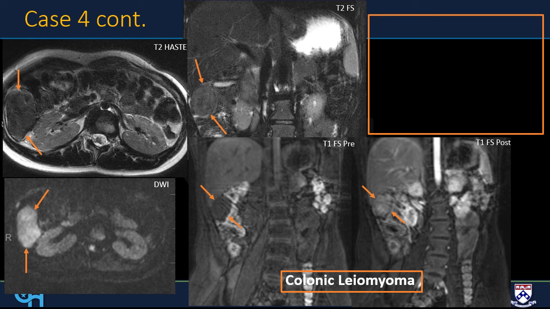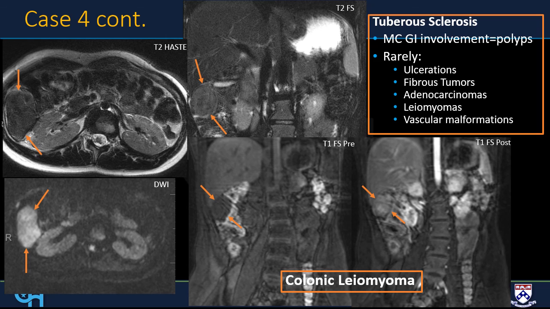As we know, tuberous sclerosis is a rare autosomal dominant neurocutaneous syndrome characterized by benign congenital tumors, specifically renal angiomyolipomas, cortical subependymal tumors, and things like cardiac rhabdomyoma. The most common gastrointestinal involvement is polyps, which are frequently multiple and can occur anywhere from the esophagus to the rectum. The prevalence is unknown but likely underestimated because they are usually asymptomatic. Tuberous sclerosis can rarely involve things such as ulcers, fibrous tumors, adenocarcinomas, vascular malformations, and, in this case, leiomyoma.